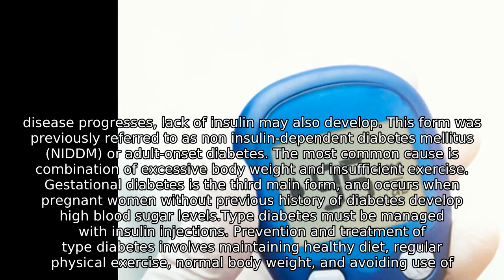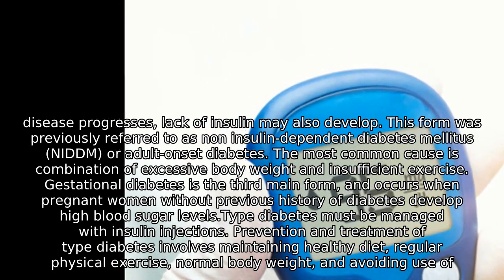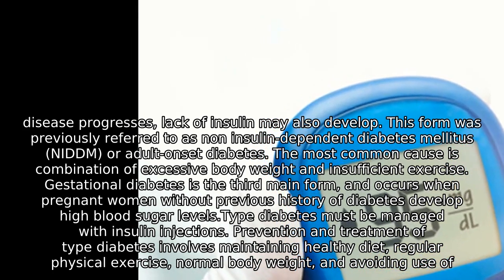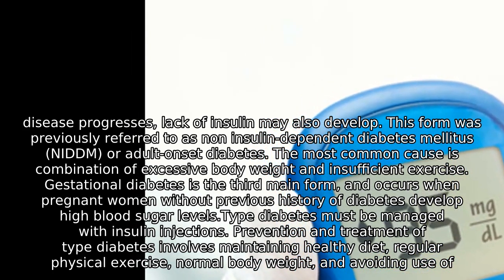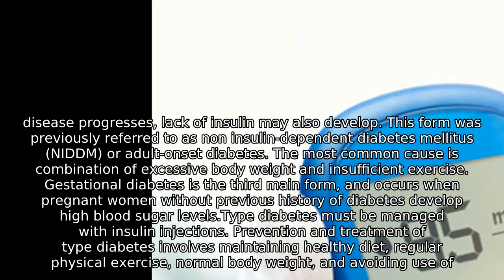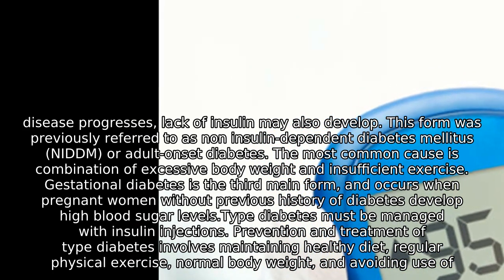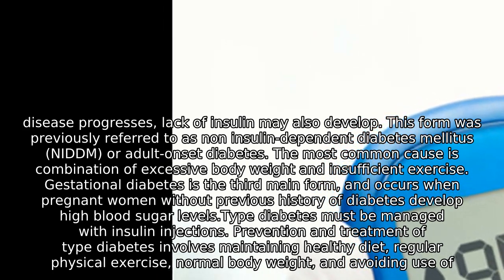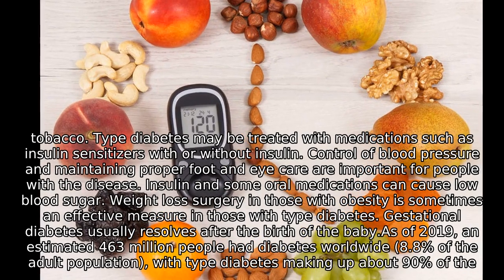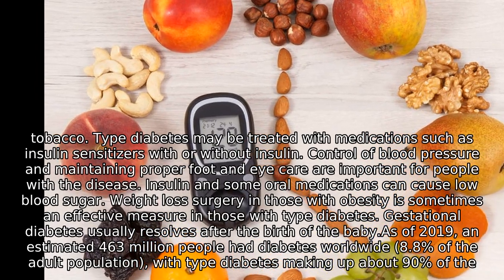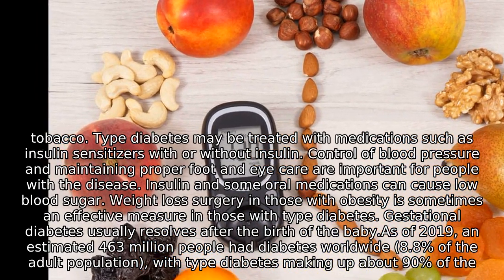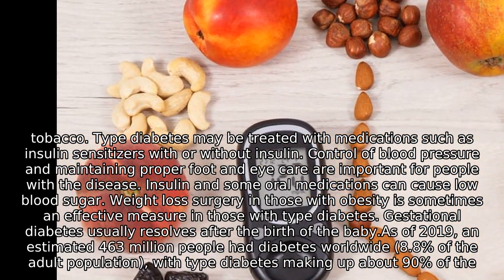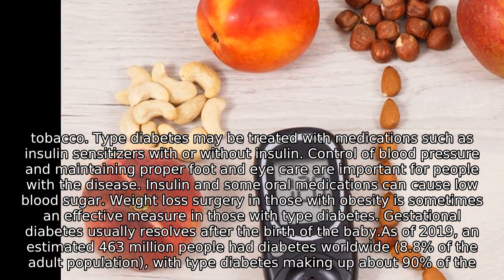Gestational diabetes is the third main form, and occurs when pregnant women without a previous history of diabetes develop high blood sugar levels. Type 1 diabetes must be managed with insulin injections. Prevention and treatment of type 2 diabetes involves maintaining a healthy diet, regular physical exercise, normal body weight, and avoiding use of tobacco. Type 2 diabetes may be treated with medications such as insulin sensitizers with or without insulin. Control of blood pressure and maintaining proper foot and eye care are important for people with the disease.